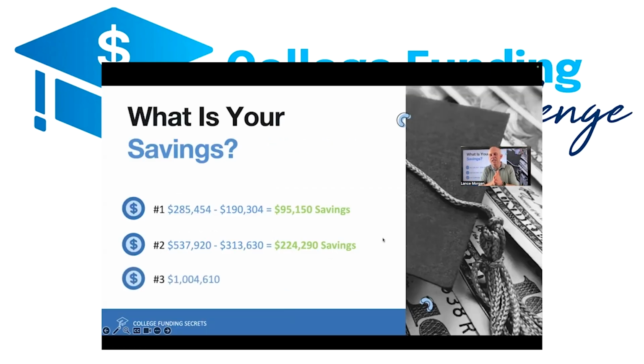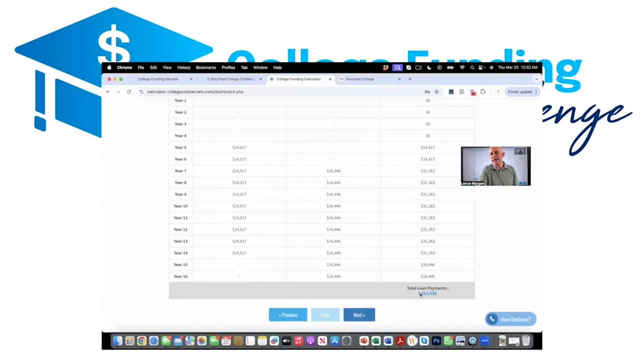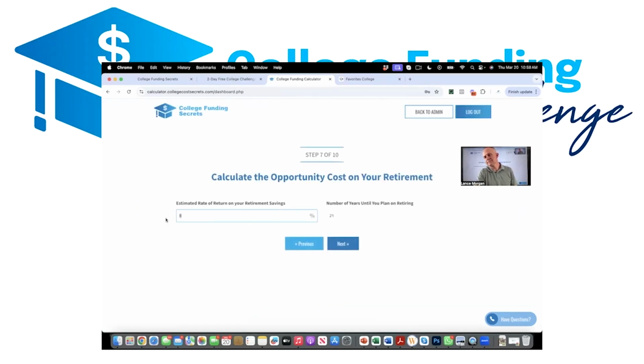We're going to talk about this $1 million opportunity cost. Now, by lowering the amount of money I have to pay for college, by lowering the amount of money that I have to pay back in loans, what is that going to do to my opportunity cost? Let's take a look. I'm only paying $313,000 in loan payments now. I'm going to leave this at 6%. I'm not going to change that because I haven't taught you how to get a better rate of return on your retirement yet. But I'm going with a conservative 6% right now.